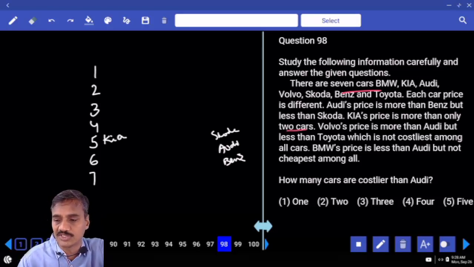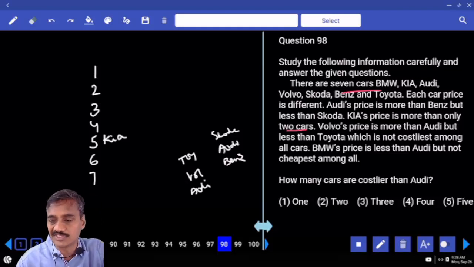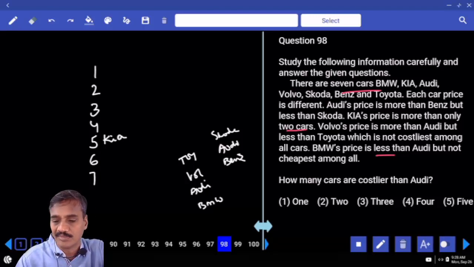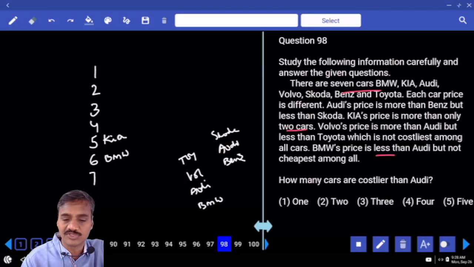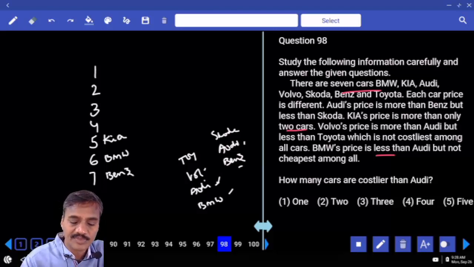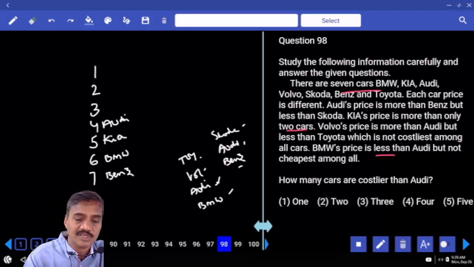And Volvo's price is more than Audi. Now this Volvo is more than Audi but lesser than Toyota. Toyota is not the costliest. BMW's price is less than Audi. Now this BMW is lesser than Audi but not the cheapest. Hence BMW cannot be the cheapest, BMW is here. If BMW is here, Audi కన్నా కింద BMW ఉండాలి, Benz ఉండాలి. Hence below BMW, this must be Benz. Now if this is Benz, Audi కన్నా ముందు Volvo, Toyota and Skoda. Hence here it must be Audi. సరిపోయిందా లేదా?